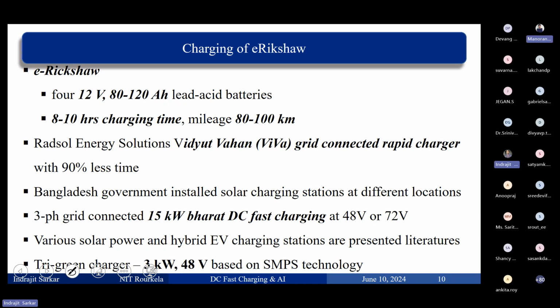There are companies trying to build rapid chargers. These examples are given in Bangladesh also. There are many e-rickshaws, so they are also trying to install solar based charging stations for these e-rickshaws. Now here you see, three phase grid connected 15 kilowatt Bharat DC fast chargers are there. When it is a grid connected charger, definitely, as I mentioned, the challenges that we face will come into the picture.